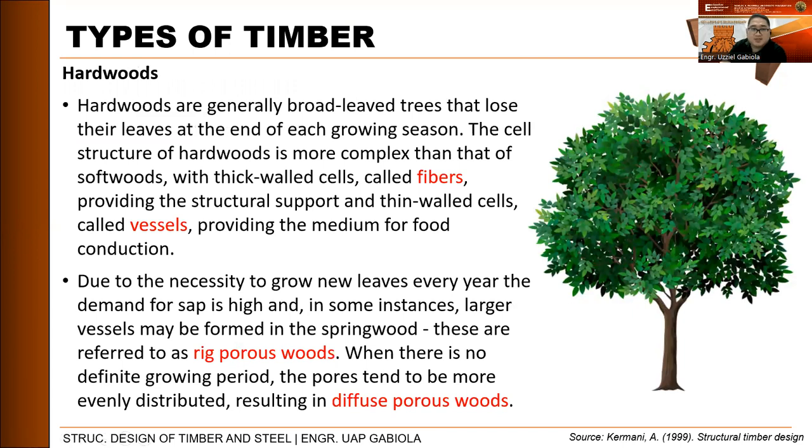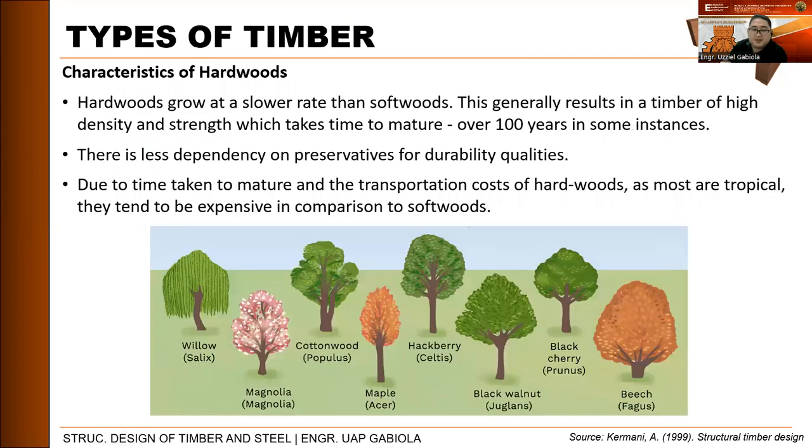So si hardwoods are generally broad-leaved trees that lose their leaves at the end of each growing season. So meron siyang cell structure na yung thick-walled cells niya are called fibers and yung thin-walled cells niya are called vessels. Okay? So, ano pa bang meron dito? Yung characteristic naman niya, so it grows at a slower rate than softwood. So, yung kanyang time to mature is 100 years, no?